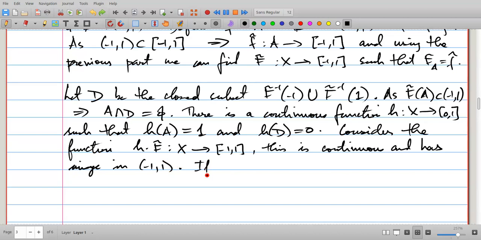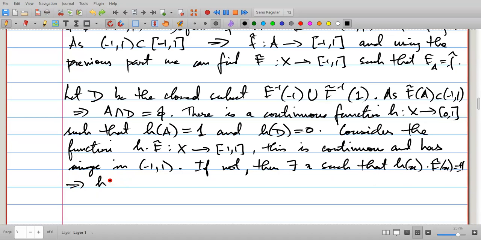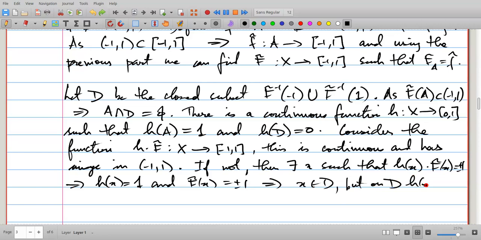Why is that? If not, then there exists x such that h of x times F tilde of x is equal to plus or minus 1. So this implies that h of x has to be 1 and F tilde x has to be plus or minus 1. Since F tilde x is plus or minus 1, this implies x belongs to D, but on D, h of x is 0.